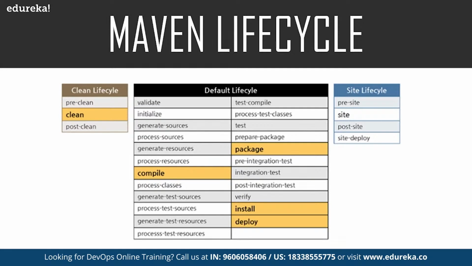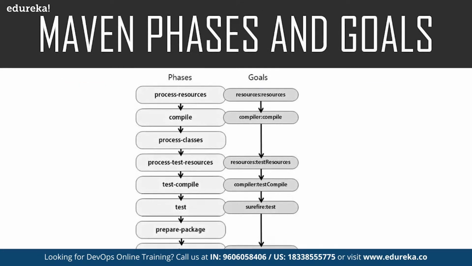Each life cycle consists of a sequence of phases. The default build life cycle consists of 23 phases as it is the main build life cycle of Maven. On the other hand, the clean life cycle consists of 3 phases and the site life cycle is made up of 4 phases. Since we now know what Maven lifecycle is, let us deep dive into what Maven phases are. A Maven phase represents a stage in the Maven build lifecycle. Each phase is responsible for a specific task.